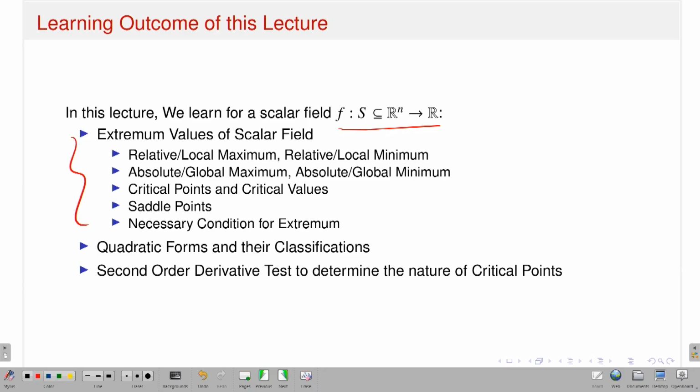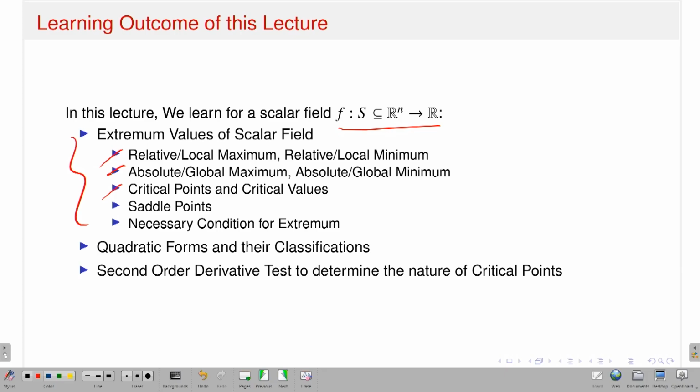So I will introduce these notions, the extreme values of a scalar field. What do I mean by that? There is a concept called relative or local maximum, or relative or local minimum. I have a function f from Rn to R, and I will explain what I mean by local maximum and local minimum. And there is a notion of absolute or global maximum or global minimum. Locally there is a notion of maximum and minimum, and there is a concept called globally. Globally means it is defined on the whole domain.